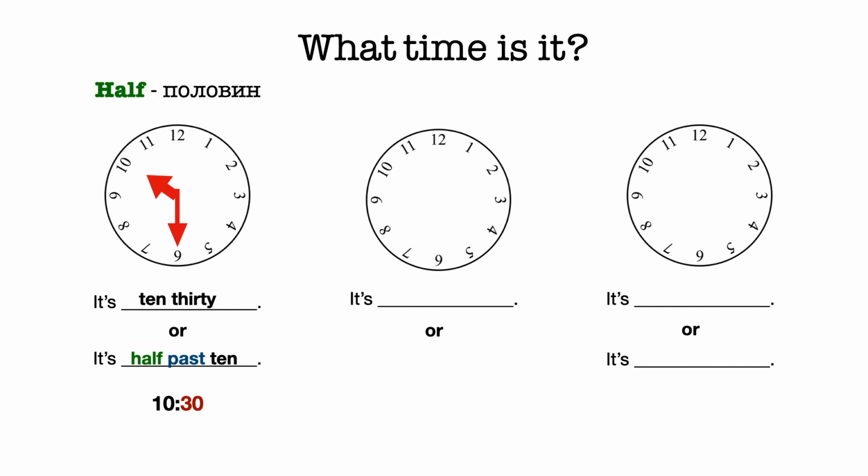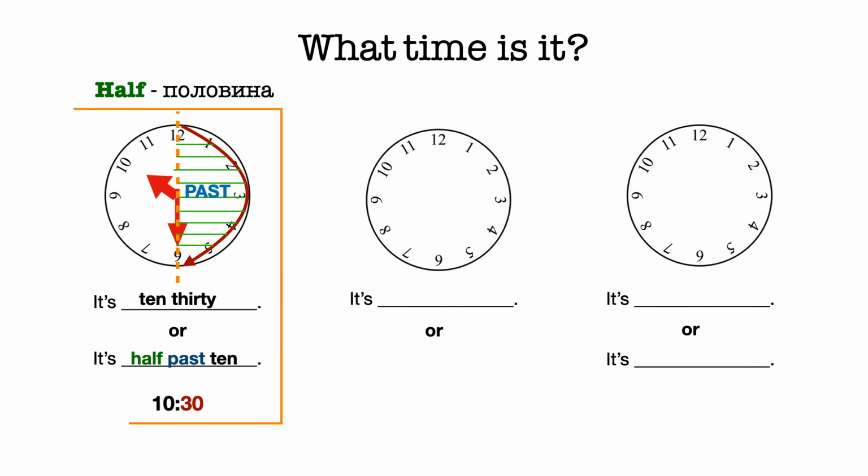In English, the word half means половина. So we'll divide our clock in two halves, на две части. So what is happening now? Our right half is called past. What does it mean, past? You know this word. It means прошлое, последующий, прошедший, после. So what do we have here? We have half, половина, past, после, 10. So it's very logical. It's 10:30, половина после 10, or 10:30. Please copy it in your copybooks to have it in front of your eyes.